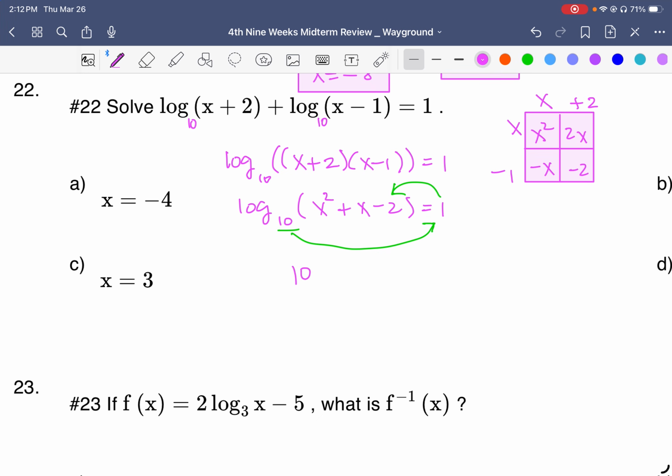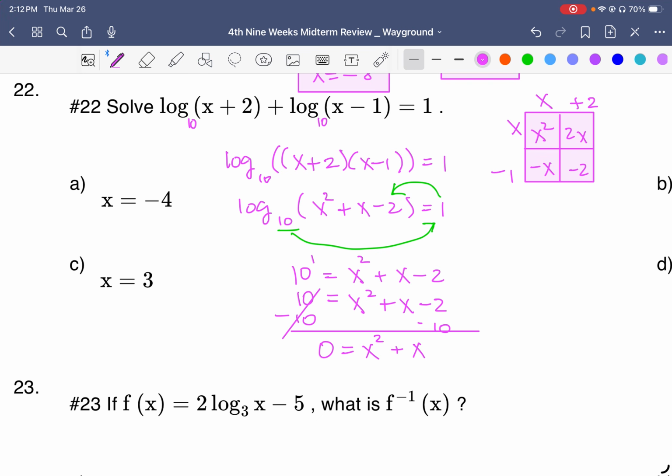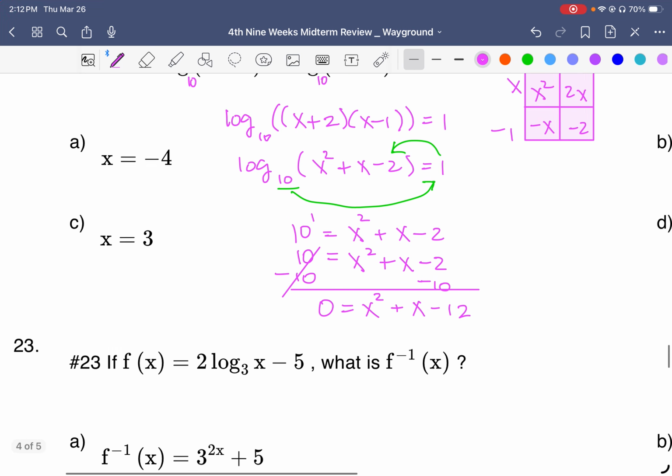Rewrite it in exponential form. You get 10 to the power of 1 equals x squared plus x minus 2. 10 to the power of 1 is 10. And then I need to get one side equal to 0 because this is x squared. So now we have 0 equals positive x squared plus x minus 12.